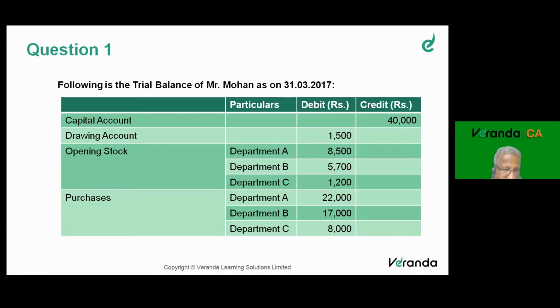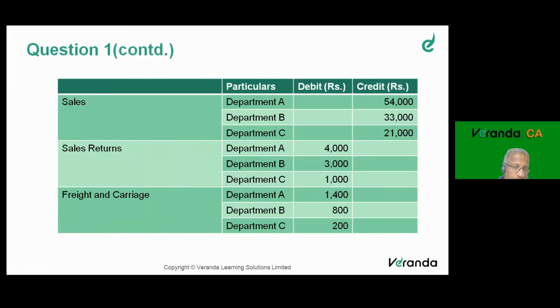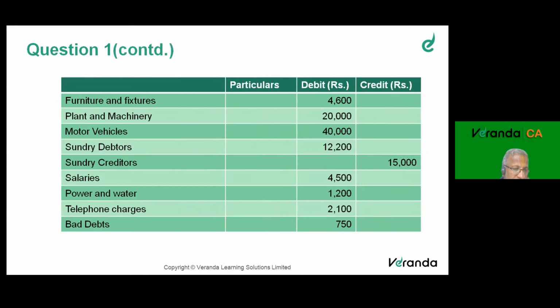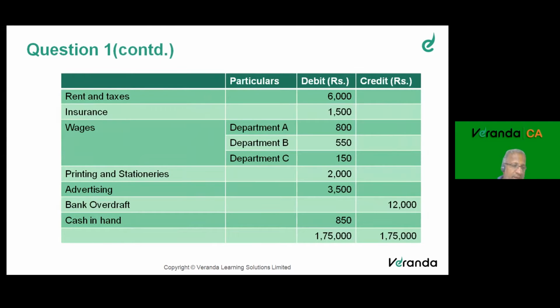So page number 1 in this PPT, it has got in the trial balance capital account of 40,000, drawings of 1,500, and opening stock they given for department A, B, and C. Purchases similarly. Sales for all the 3 departments given. Sales returns and carriage provided. Furniture and fixtures, plant and machinery, motor vehicles, and sundries. Salaries, power and water, telephone charges, bad debts, rent and taxes, insurance 1,500, wages for 3 departments, printing and stationery, advertising, bank overdraft, and cash in hand.